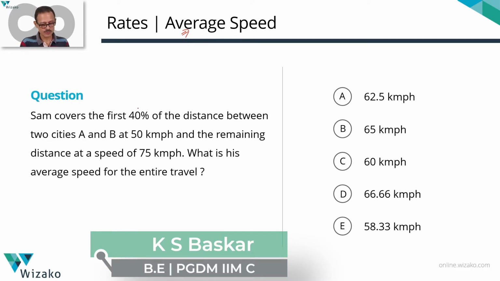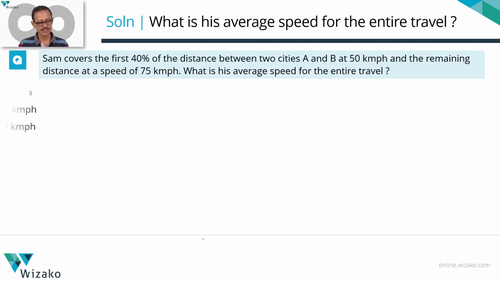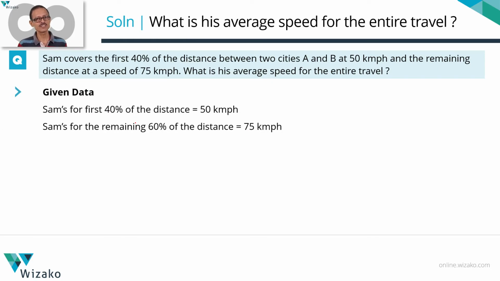Sam covers the first 40% of the distance between two cities A and B at a speed of 50 km per hour and the remaining distance at a speed of 75 km per hour. What is the average speed for the entire journey? Key data given to us: 40% of the distance covered at 50 km per hour, the remaining, which is nothing but 60% of the distance, at 75 km per hour.